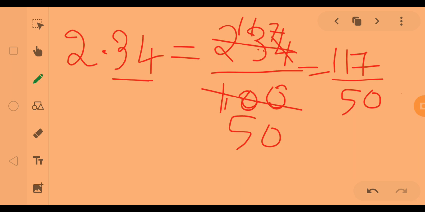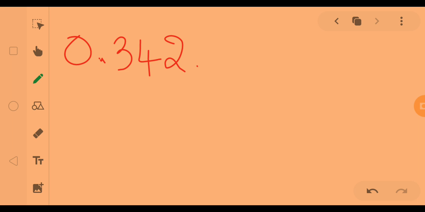So next we see another number, 0.342. What we do here, first of all, is write this number as a whole number by removing the decimal point. So the number becomes 342. Look at the decimal places. How many decimal places are there? There are 3 decimal places in this number. So what should be the denominator of this fraction?